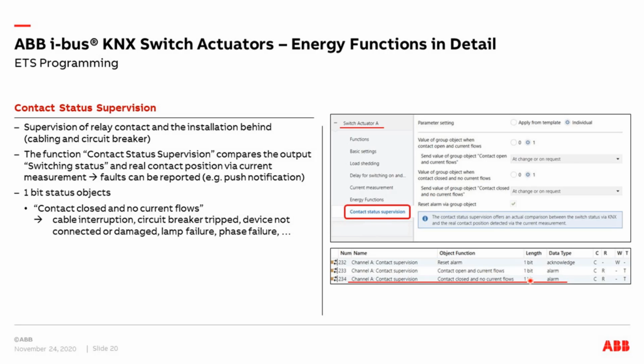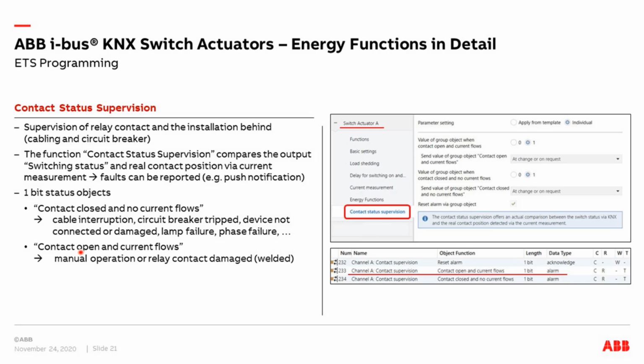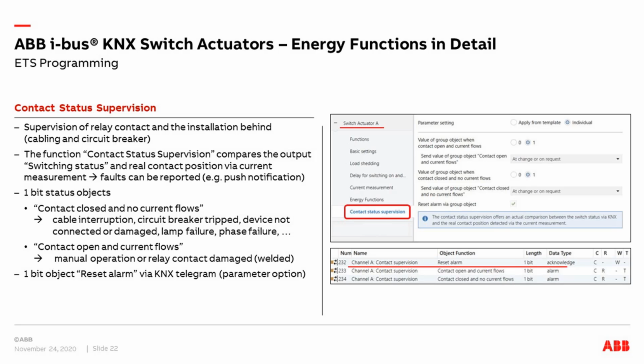And vice versa, the same with the opposite situation, contact open and current flows. What could be the reason? Somebody has operated manually. Remember, we have no keypad to operate manually. We have a mechanical relay available from outside via the lever, and then we can operate it manually. Or a damaged contact could be the reason. It's maybe welded, the contacts are glued and cannot operate anymore. So we think the contact is open, but it's closed at the moment, and that's the reason why current flows. So another individual information, and then of course you can check what could be the reason behind. And a further group object exists to reset such an alarm.